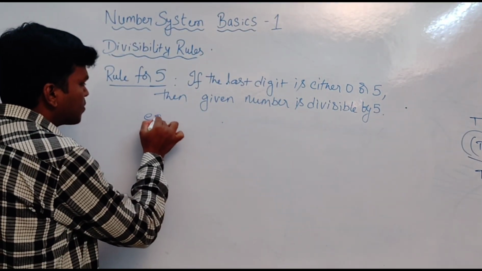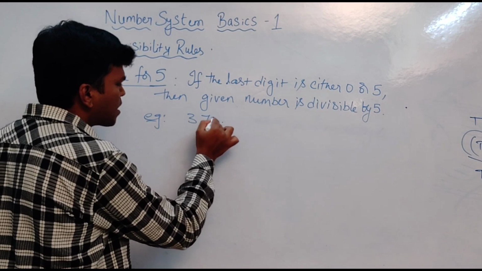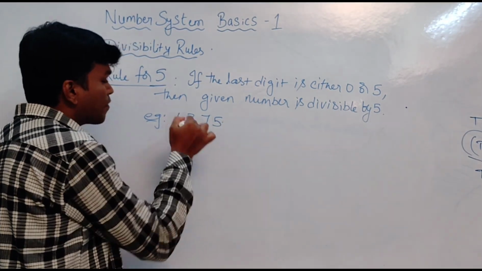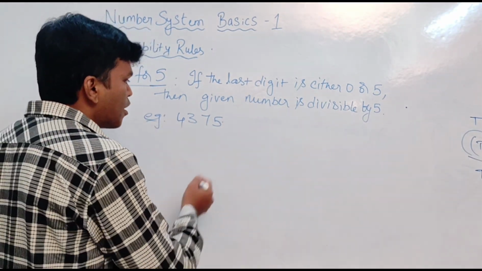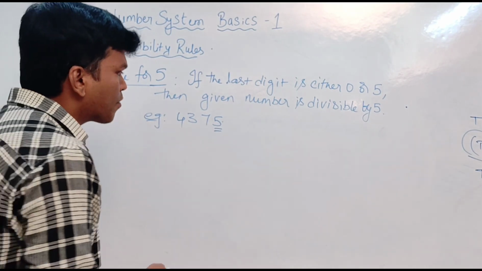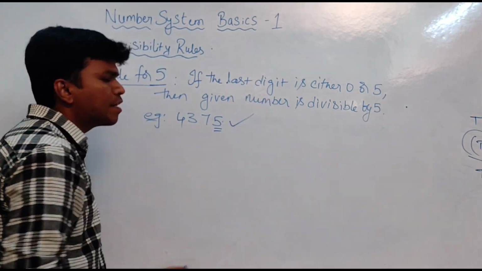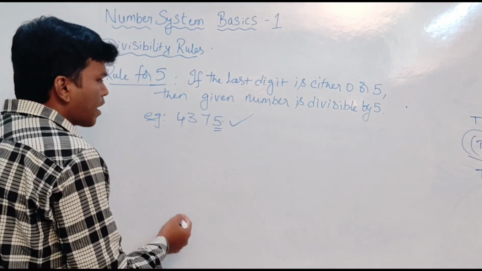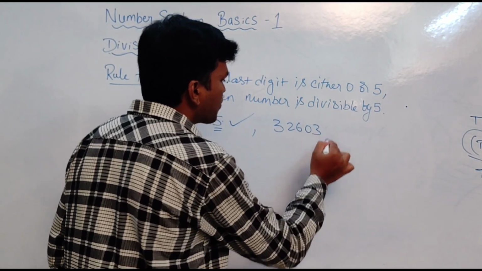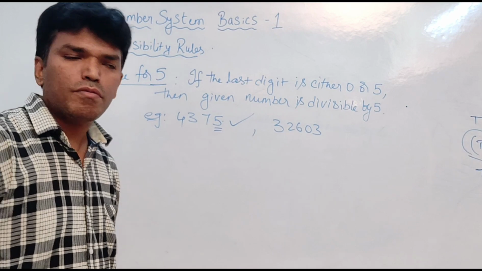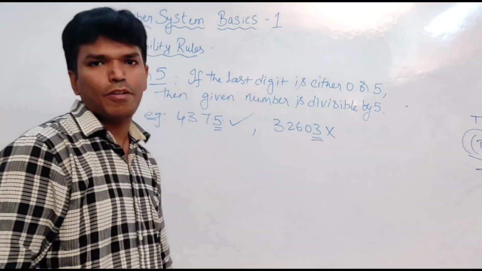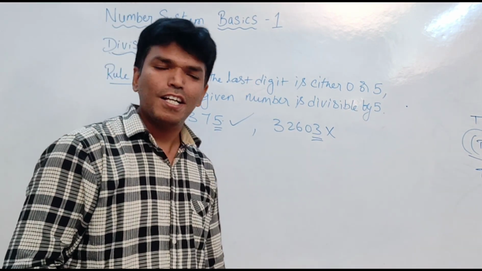Example. You can easily check. Let's take 4375. Is it divisible by 5? Yes, because the last digit is 5. Therefore, this number is easily divisible by 5. And suppose 32603. Is this divisible by 5? No, because the last digit is 3. This is not divisible by 5. Next.